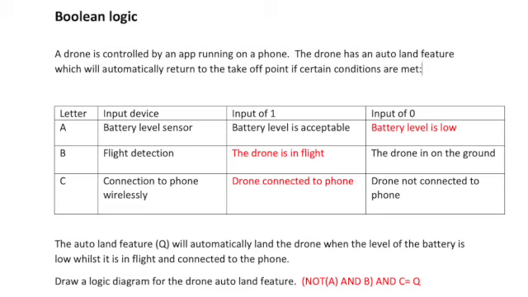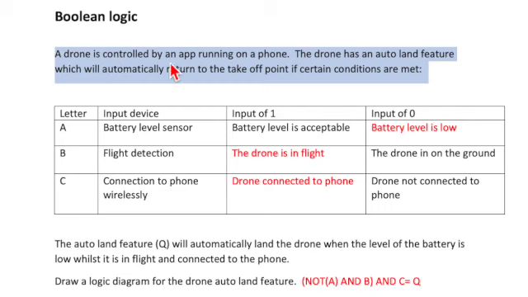Today's topic is Boolean logic, so let's have a look at the details of the question. A drone is controlled by an app running on a phone. The drone has an auto land feature, which will automatically return to the takeoff point if certain conditions are met.